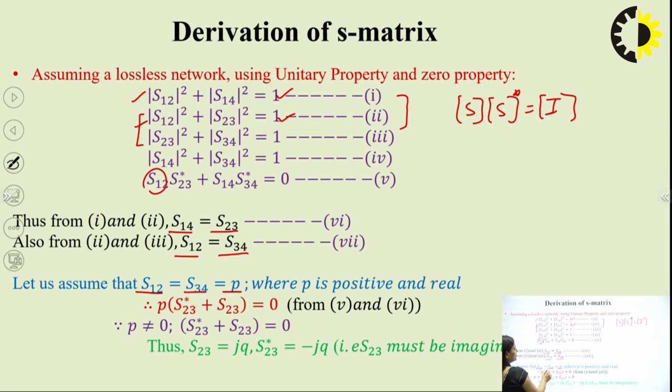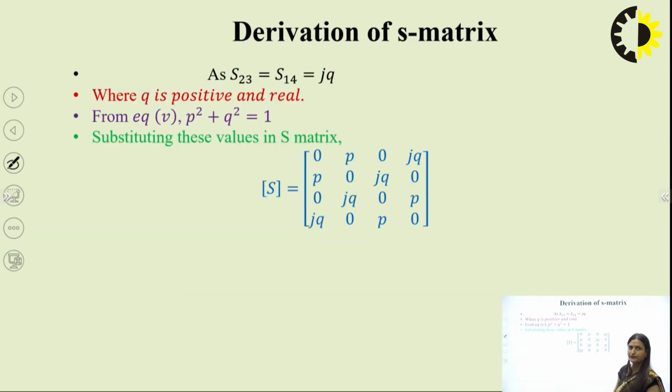P times (S23 complex conjugate plus S23) is equal to 0. It is from equation 4, 5 and 6. As we know, P is not equal to 0, so this factor will be 0. It means S23 will be minus the complex conjugate, so I am taking minus JQ here. It must be an imaginary quantity. So S23 and S14 is equal to JQ, where Q is a positive and real number.